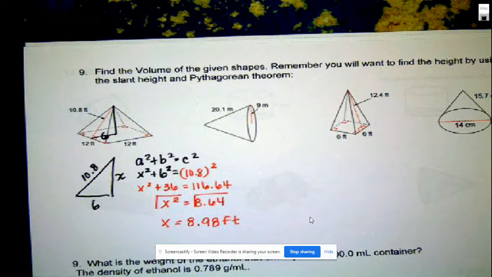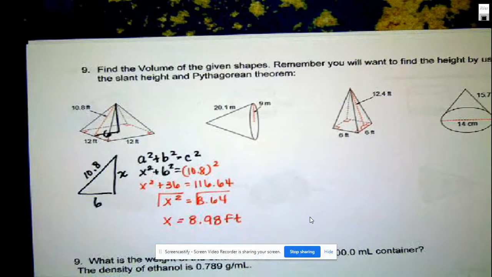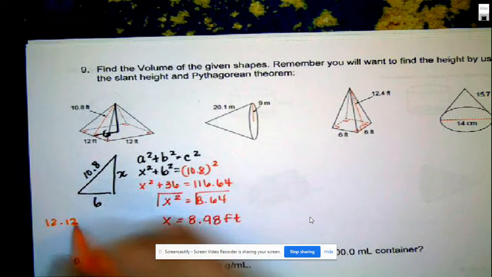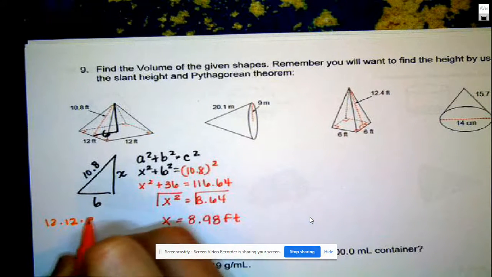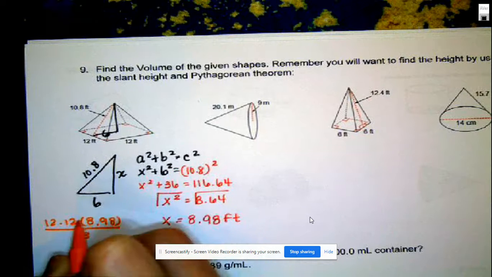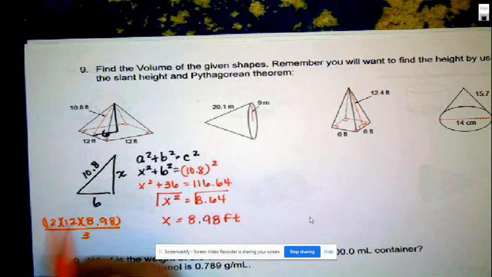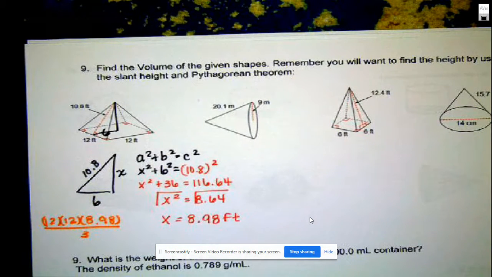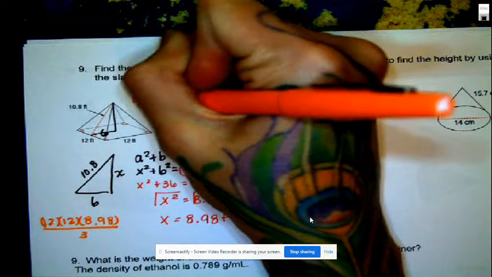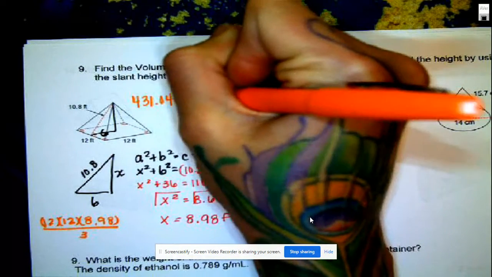Now I can solve for volume of this pyramid. So it is a pyramid. So that means we're going to find 12 times 12. So 12 times 12, that's our base, times our height. And then we're going to divide the whole thing by 3, because it's 1/3 times big B H. And big B is 12 by 12. So 12 times 8.98, and divide that by 3. So the volume of this pyramid is 431.04 feet cubed.